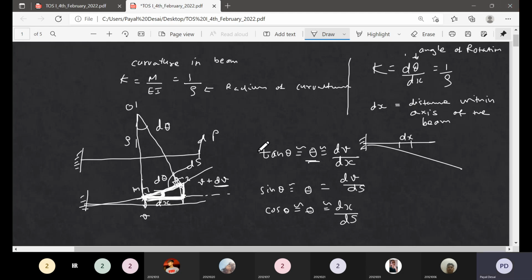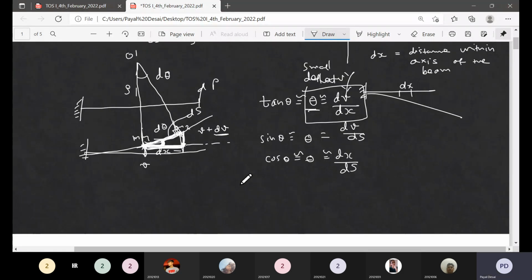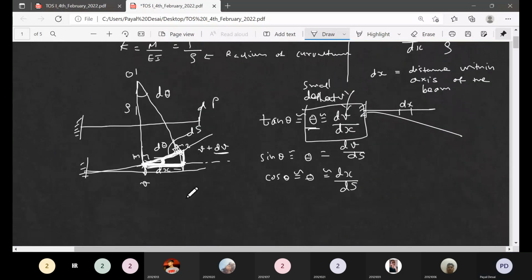Fine. So how do we relate this with our equation? So theta is now this, because this is the deflection and this is the horizontal length dx, which I am concerned with because we are having small deflection. We are having small deflection, so I can always relate theta equal to dv by dx, where v is your deflection and dx is the horizontal flat distance which we measure along the axis of the beam. You can always measure this.